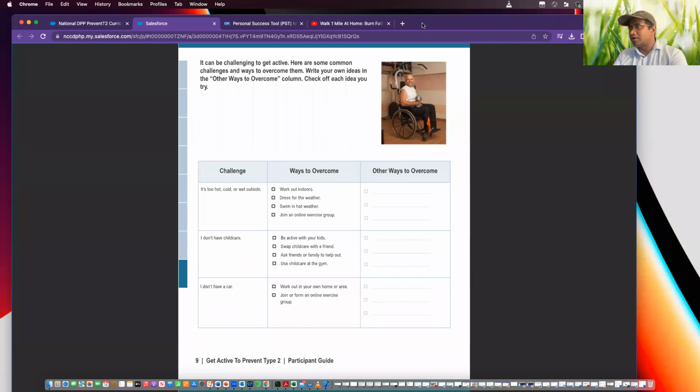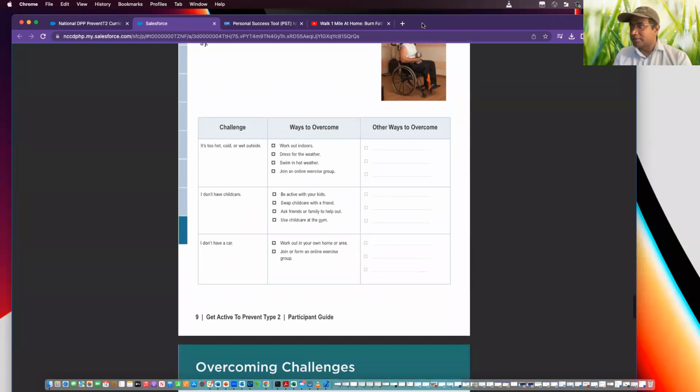If you don't have a car, then you want to work out in your home or area. You want to join or form an online exercise group. There are a lot of great exercise groups that are online. I think there's Meetup, meetup.com. If you sign up, there's always some online virtual event that's happening, and somebody's teaching some course or the other for free, or online. It's great, amazing individuals who share.